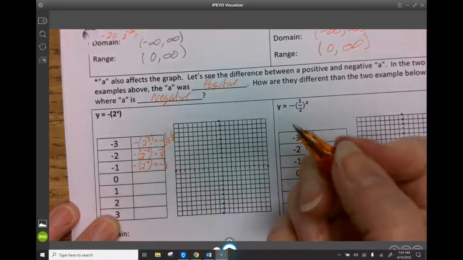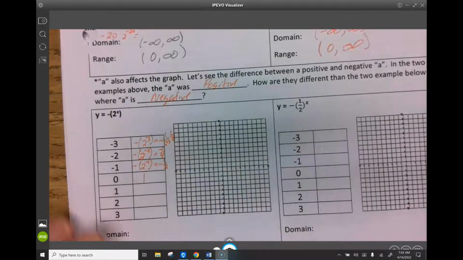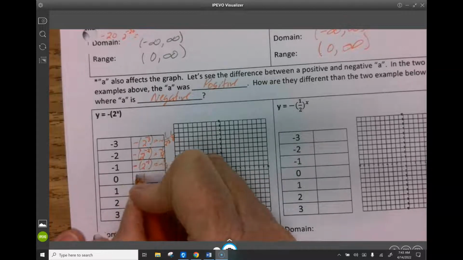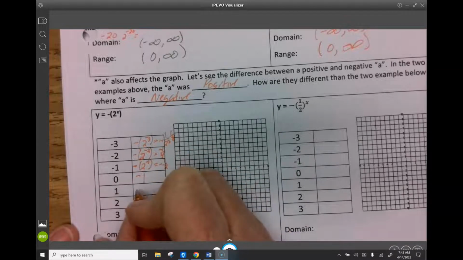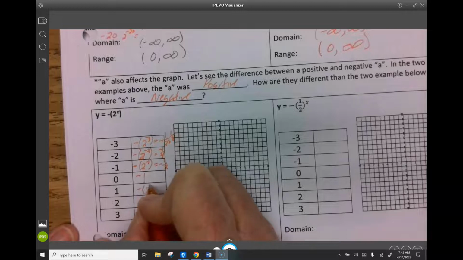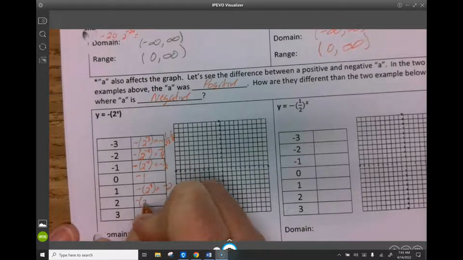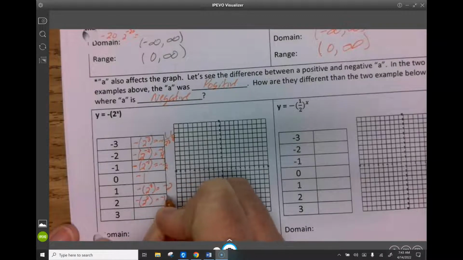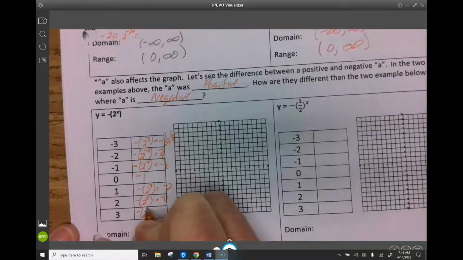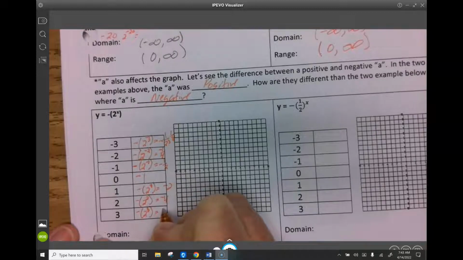Then we plug in 0, guess what happens? It's 1. Okay, but now it has a negative out in front. So we have negative 2 to the first power, negative 2 to the second power, negative 2 to the third power.